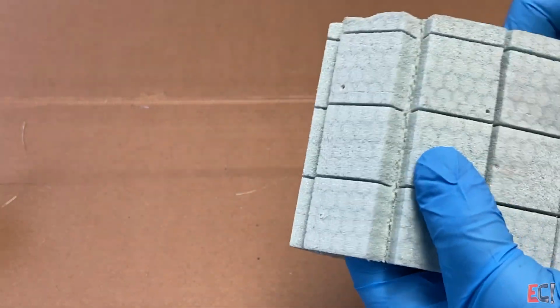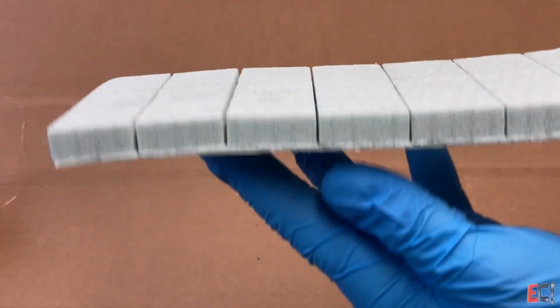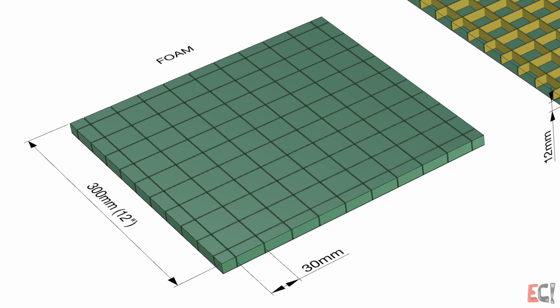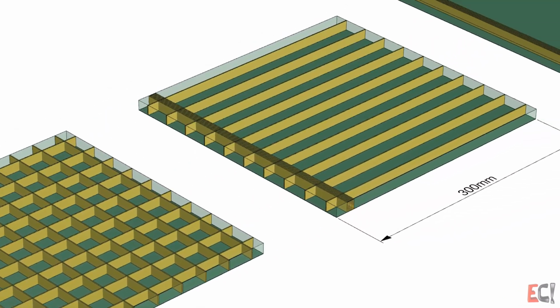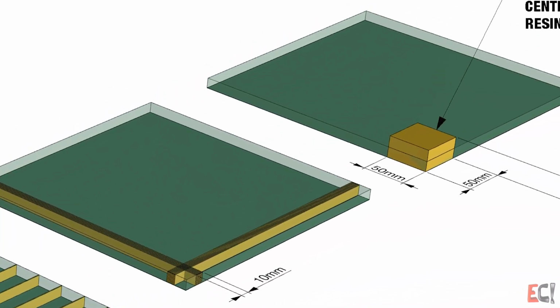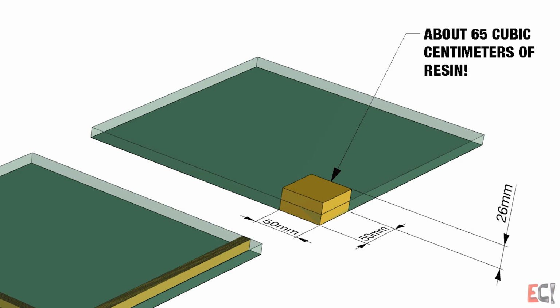This is a contour scrim foam. It's sliced into little blocks about 30 millimeters square, and those blocks allow it to conform very nicely. But those cuts in the foam also fill up with resin, quite a lot of resin.